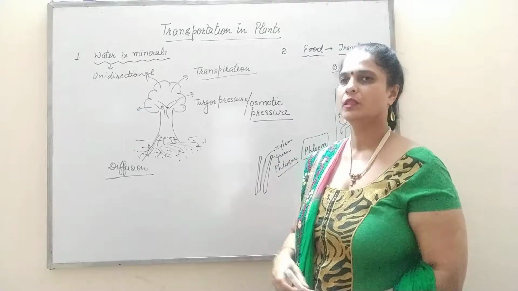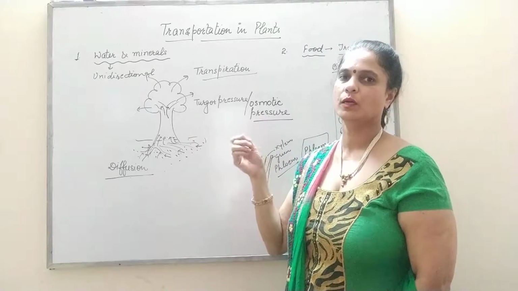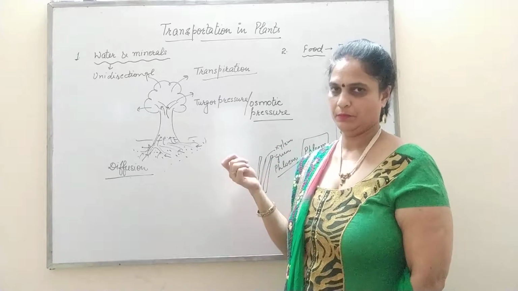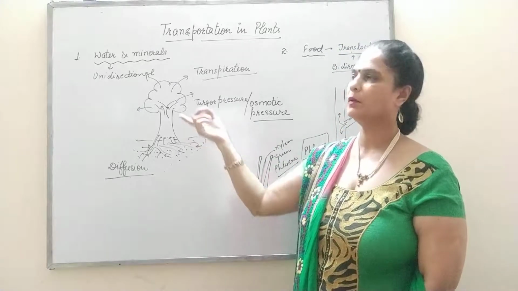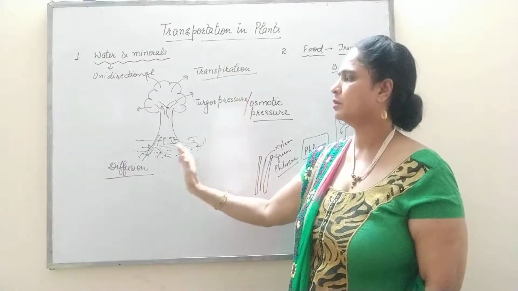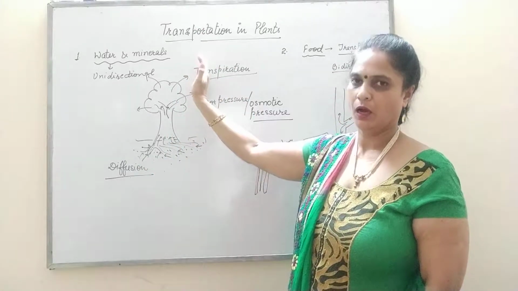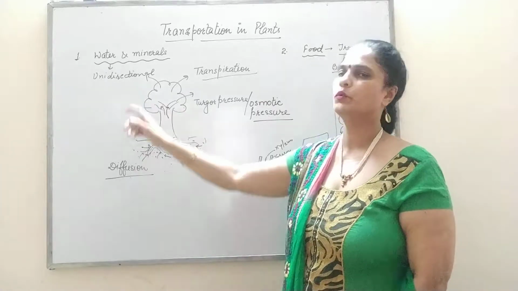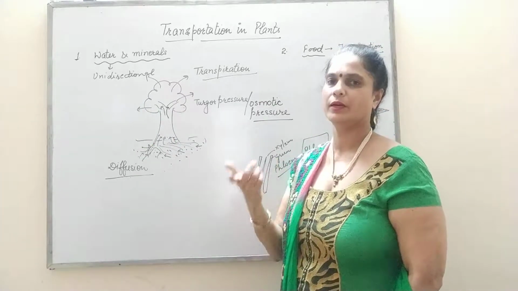But no doubt all this movement occurs through the components of the xylem. The movement is only in the upward direction. This means from the ground to the upper parts, and this is what we call unidirectional. It is taking place in one direction.